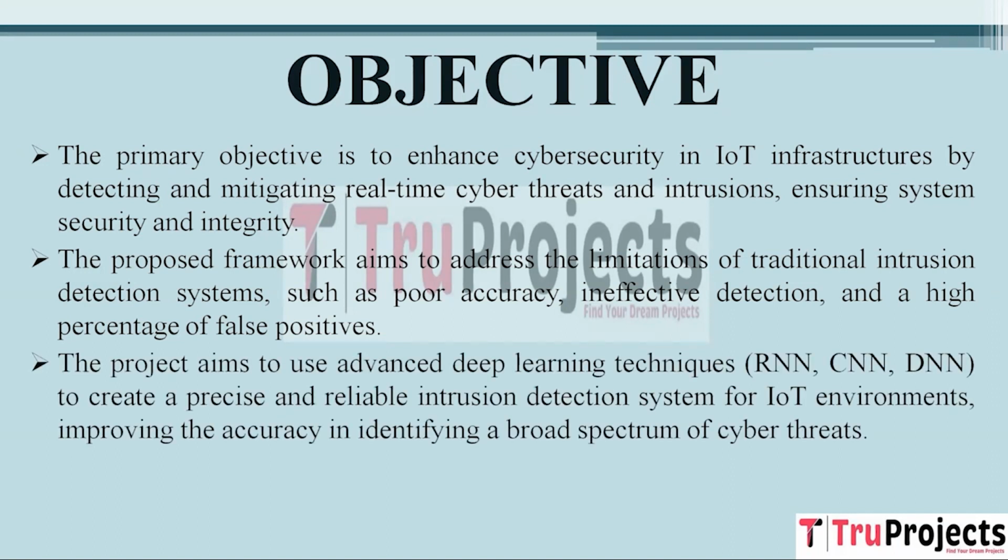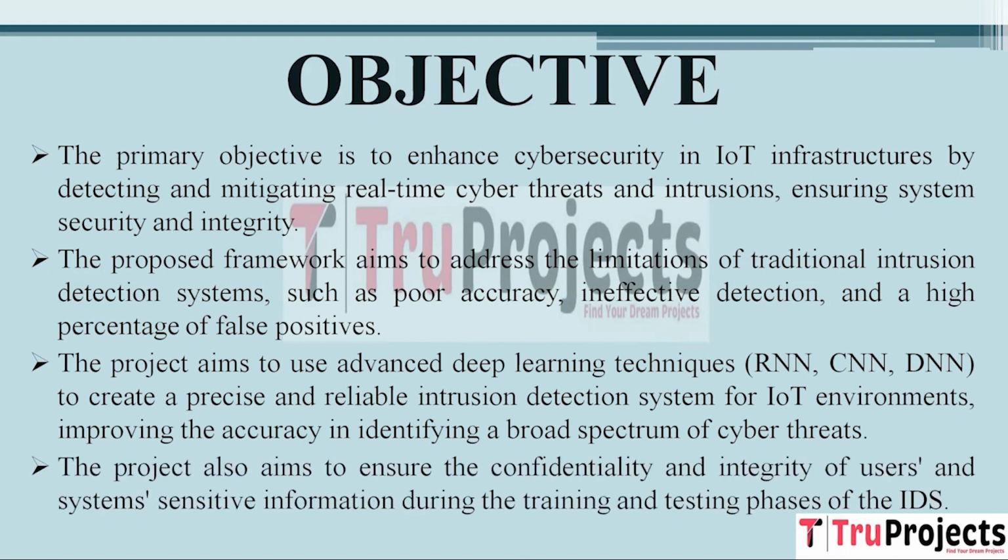The project aims to leverage advanced deep learning techniques such as recurrent neural network (RNN), convolutional neural network (CNN), and deep neural network (DNN). These techniques aim to create a highly accurate and reliable intrusion detection system tailored for IoT environments, capable of identifying a wide array of cyber threats with improved accuracy. Another objective is to ensure the confidentiality and integrity of sensitive information belonging to both users and the systems themselves throughout the training and the testing phases of the intrusion detection system. This underlines the commitment to maintaining data security and privacy at all stages of the project.